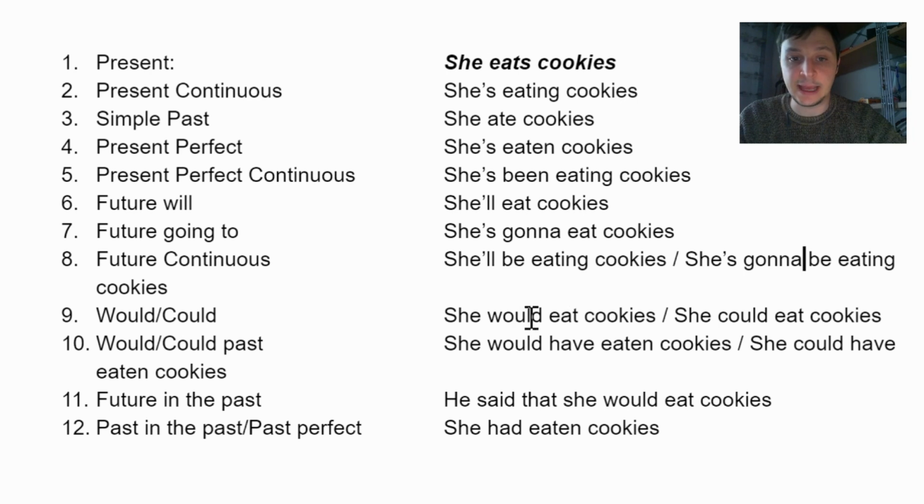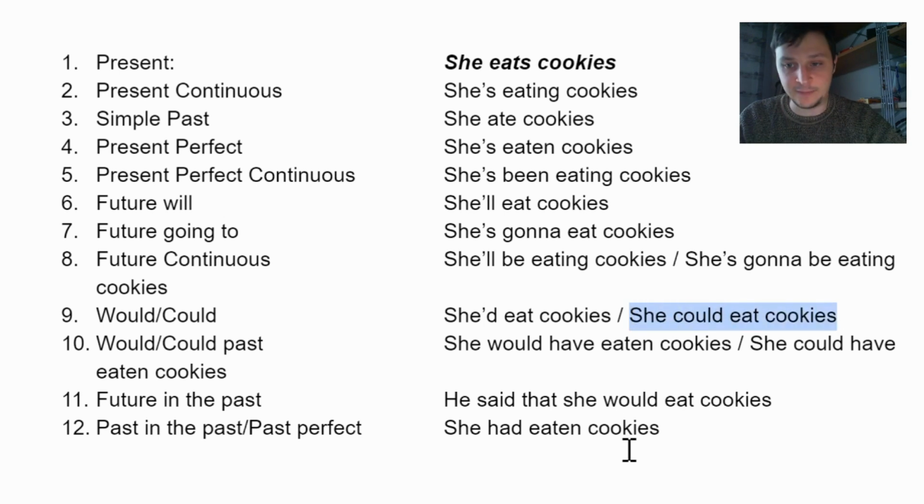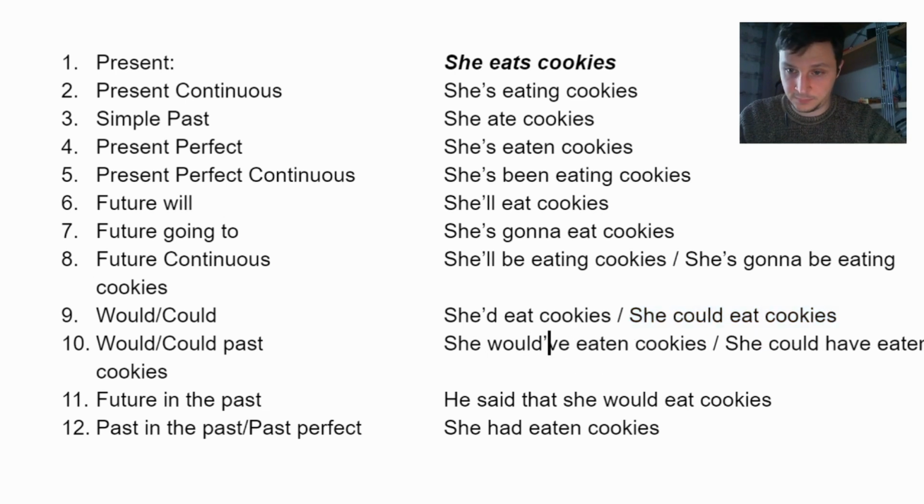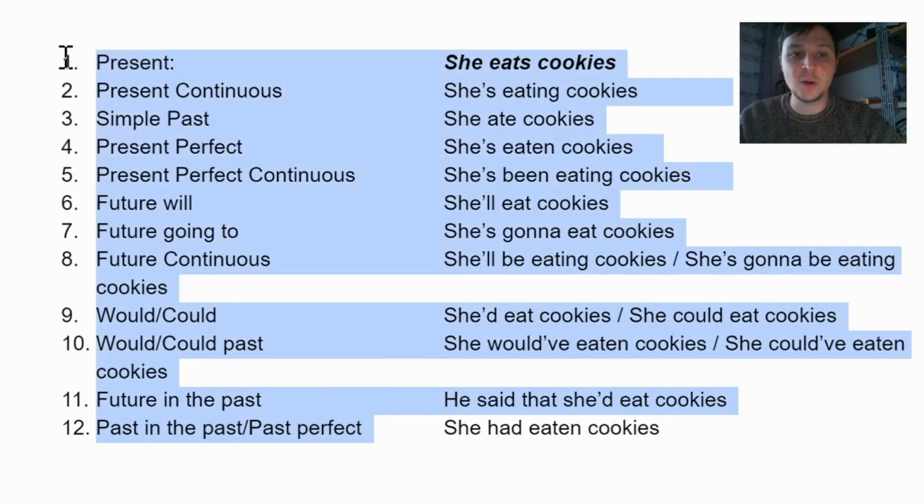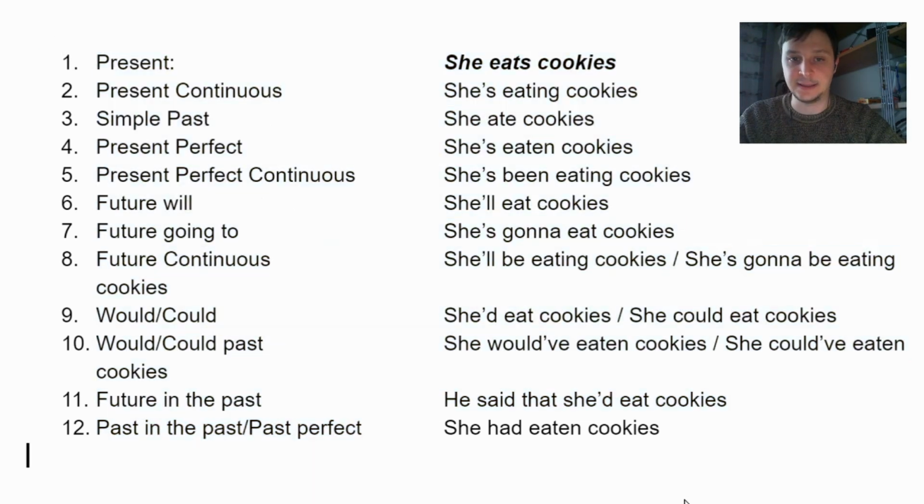Would, could. She would eat cookies. That can become she'd eat cookies. She could eat cookies. No abbreviation. She would have eaten cookies. She would have eaten cookies. Or she could have eaten cookies. He said that she'd eat cookies. Or she had eaten cookies. No abbreviation for this one. Okay? So those are your 12 verb tenses.